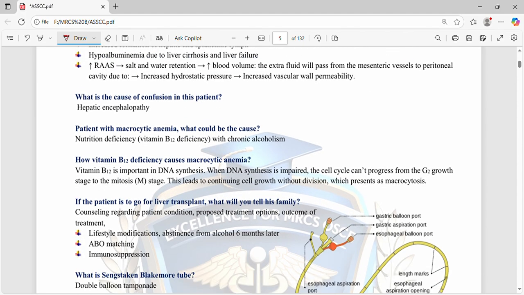What is the cause of confusion in this patient? Hepatic encephalopathy. A patient with macrocytic anemia, what could be the cause? Nutritional deficiency: vitamin B12 deficiency with chronic alcoholism, plus folate deficiency. How does vitamin B12 deficiency cause macrocytic anemia? Vitamin B12 is important in DNA synthesis. When DNA synthesis is impaired, the cell cycle cannot progress from the G2 growth phase to the mitosis stage, so the cell will keep on growing. This leads to continuing cell growth without division, which presents as macrocytes.